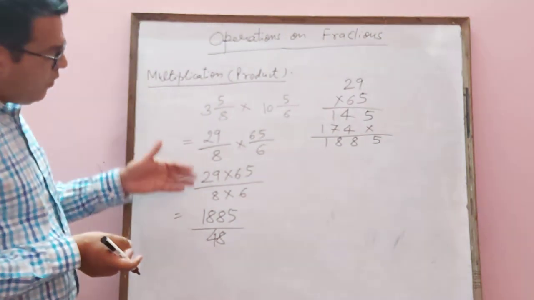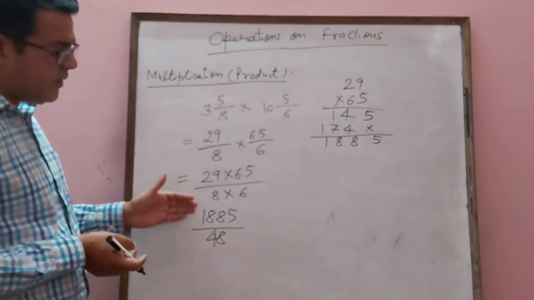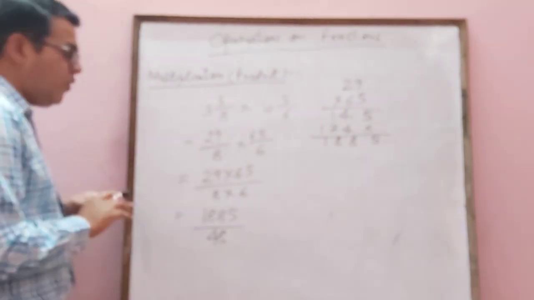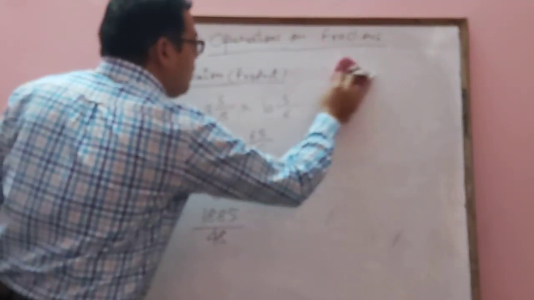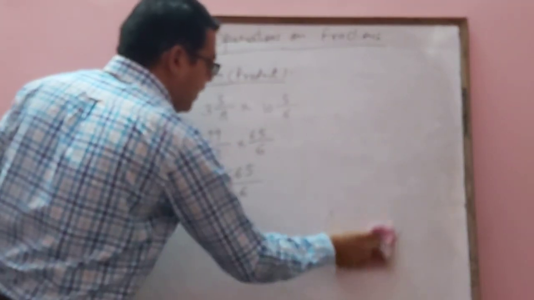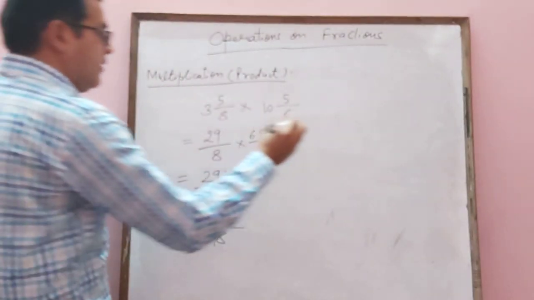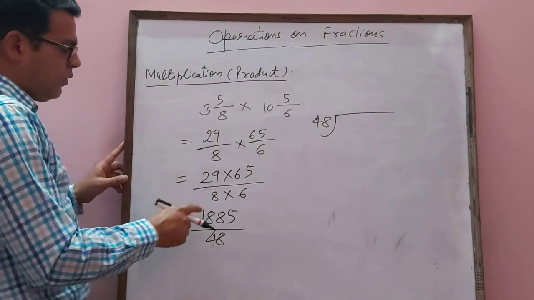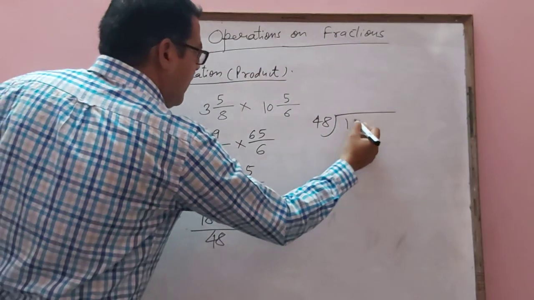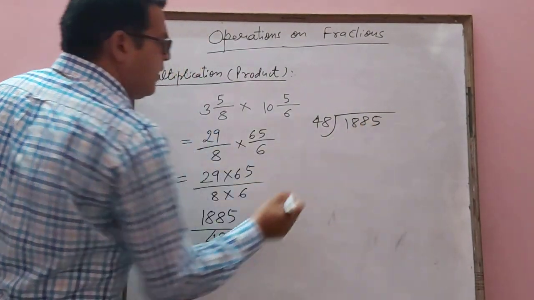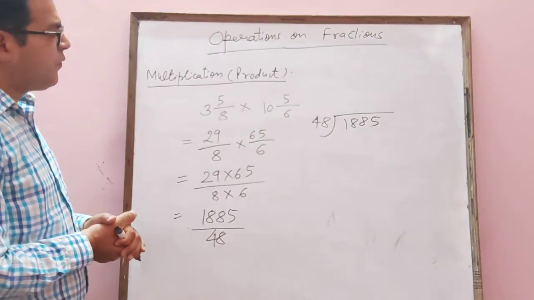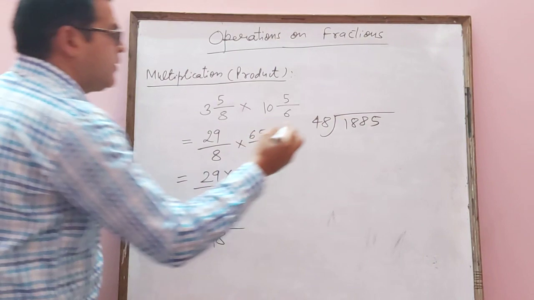Right? So you can see, this is which kind of fraction? This is an improper fraction. So what to do? You have to convert this improper fraction into a mixed fraction. So how can we convert? We should divide this 1885 by 48. So how many times? It is, I think, 3 times.